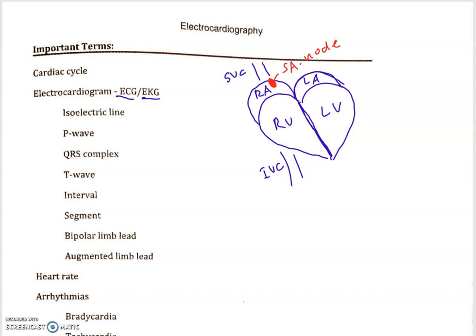The SA node depolarizes on a regular basis. The normal heart rate is about 70 beats per minute, so the SA node sends a signal about 70 times per minute. The SA node is just a lump of cells right there at the juncture between the superior vena cava and the right atrium. Once the SA node fires, the signal will spread through both of the atria actually pretty quickly, and then it will end up going to the AV node.